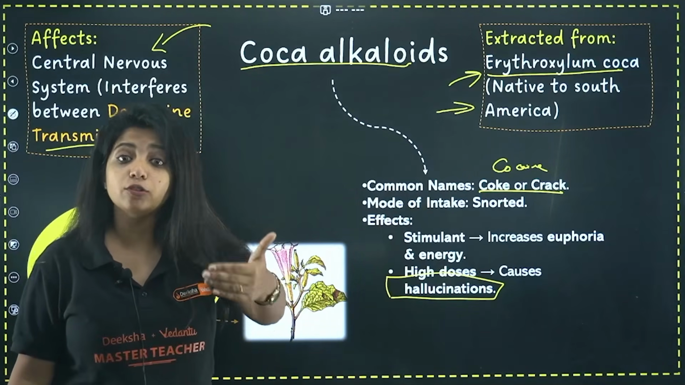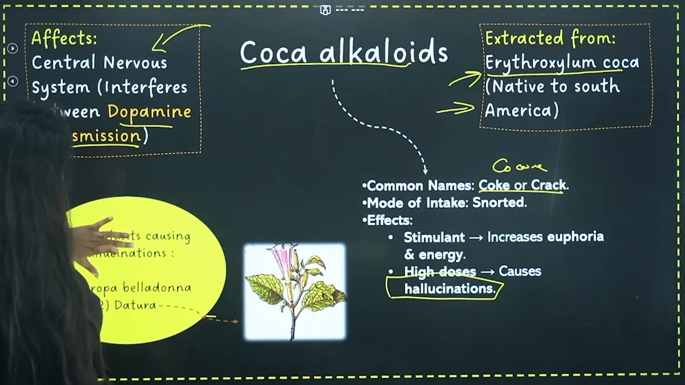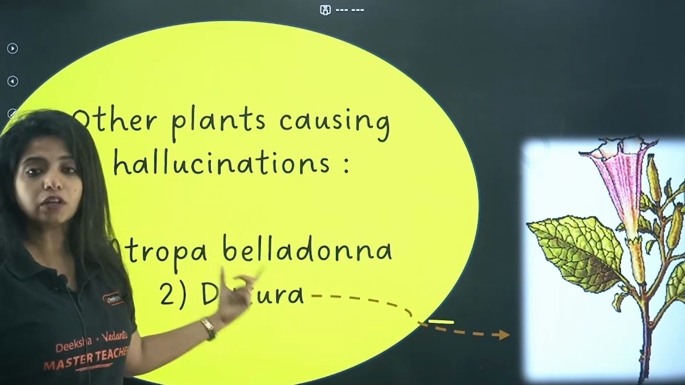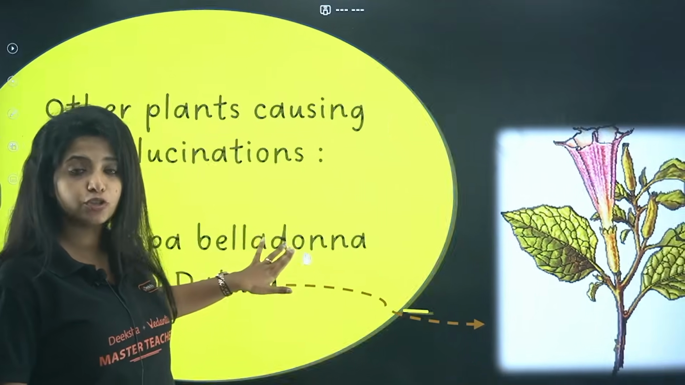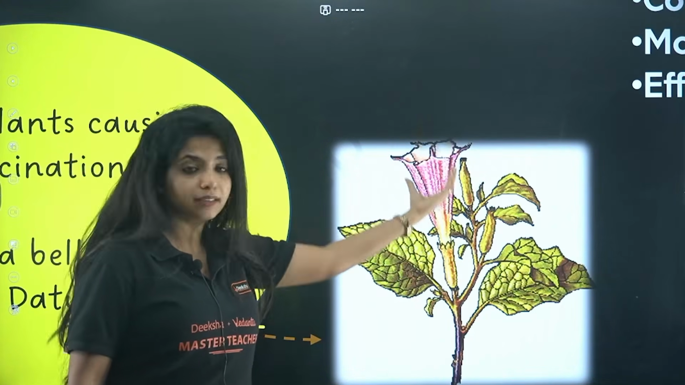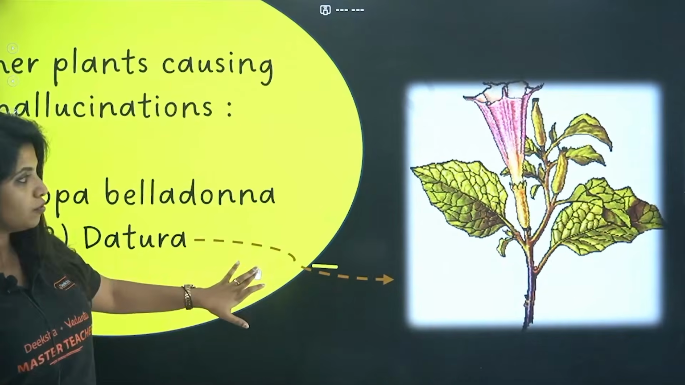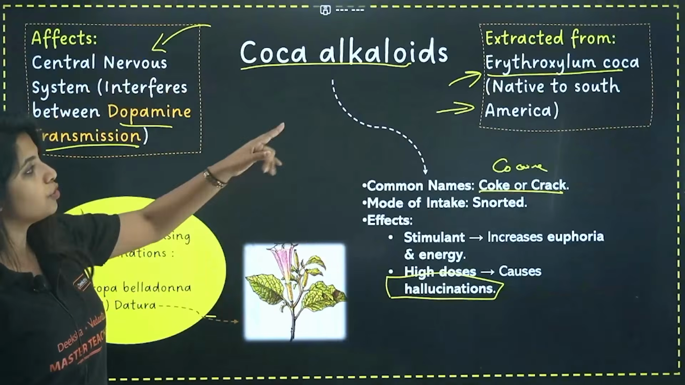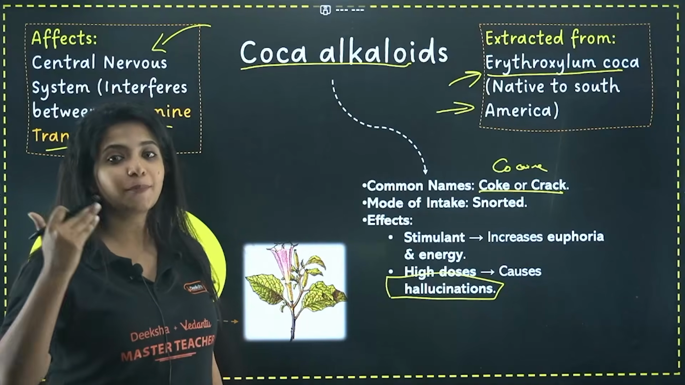Now there is one more question that comes: what are the other plants that can lead to hallucination? So one is this Erythroxylum coca. The two other plants which can lead to hallucination are Atropa belladonna and also Datura. Atropa belladonna and Datura also have hallucinogenic properties. This is the plant of Datura. Here you can see a cup-like thing, Datura having a cup-like, funnel-like flower out there. So Atropa belladonna, Datura, and also Erythroxylum coca are the ones which give hallucinogenic properties.